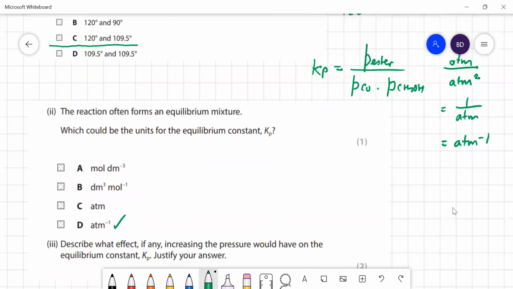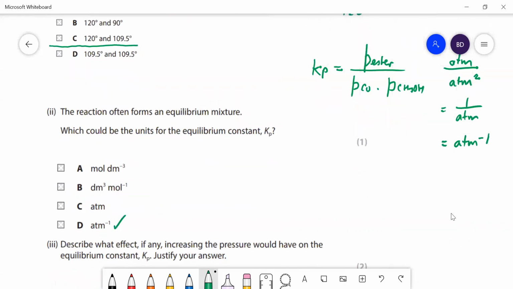Okay. Describe what effect, if any, increasing the pressure would have on the equilibrium constant Kp. Well, changing pressure will have no effect on the equilibrium constant Kp. The only thing that changes the value of Kp is changing the temperature.